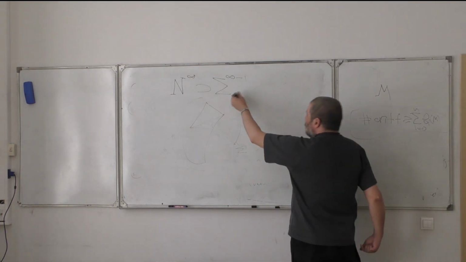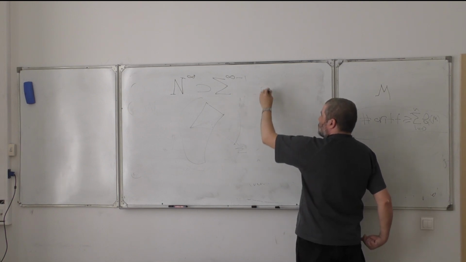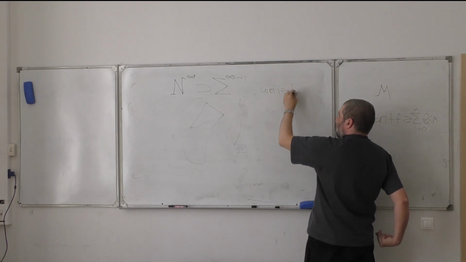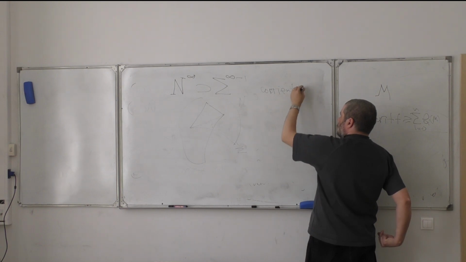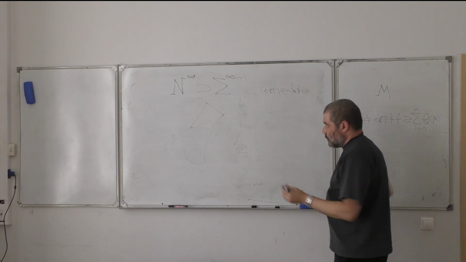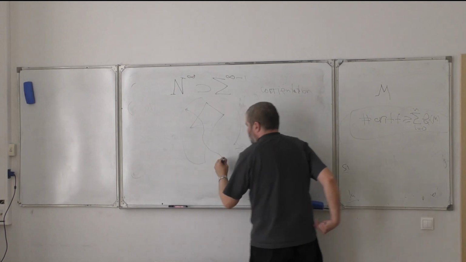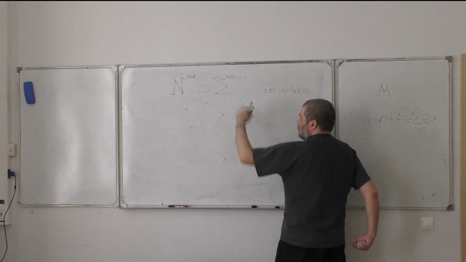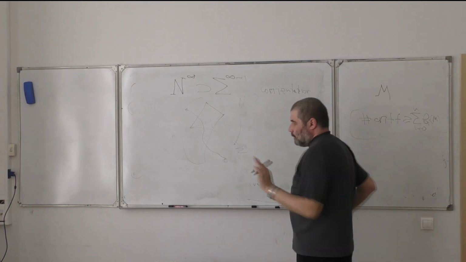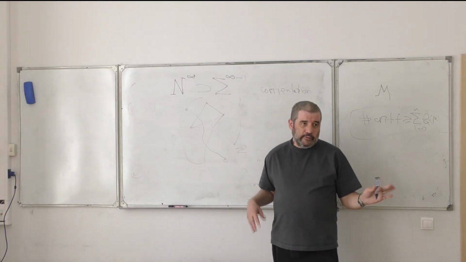And after that, I will construct a co-orientation such that the intersection index is well defined, of course, with sigma. And I will calculate just one intersection index.